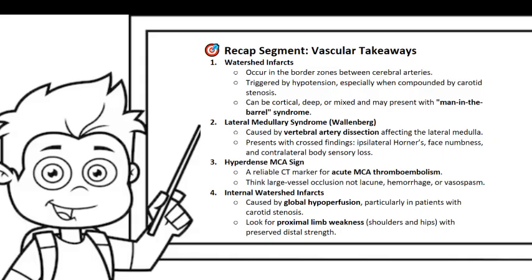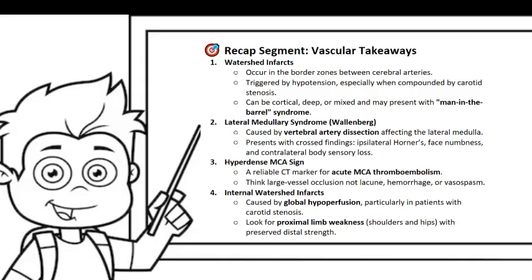For question 3, we talked about the hyperdense MCA sign, and we said that it is a reliable CT marker for acute MCA thromboembolism. When you see the hyperdense MCA sign, think large vessel occlusion, not lacune, not hemorrhage, not vasospasm.